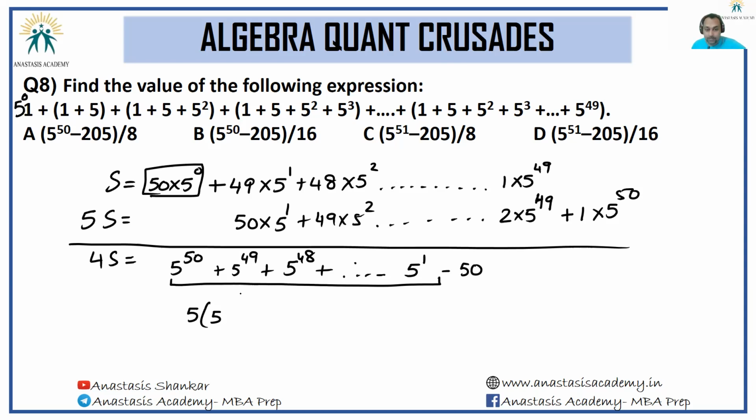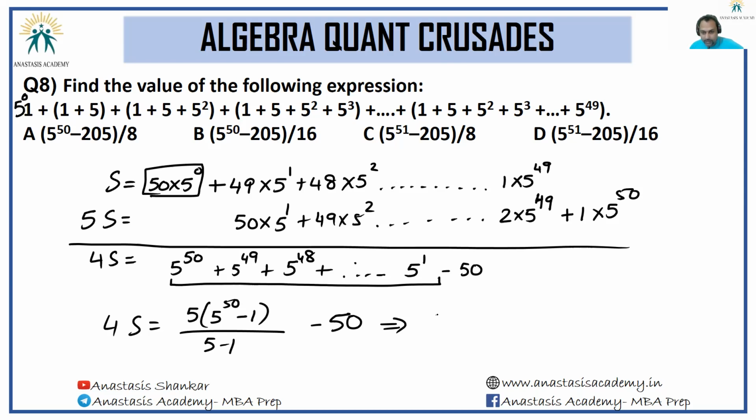R raised to the power N, number of terms is 50. 5 raised to the power 50 minus 1, whole thing divided by R minus 1. So 5 minus 1, 4s is equal to this minus 50. This much we have got. Okay. So from here, this 4 will come down.